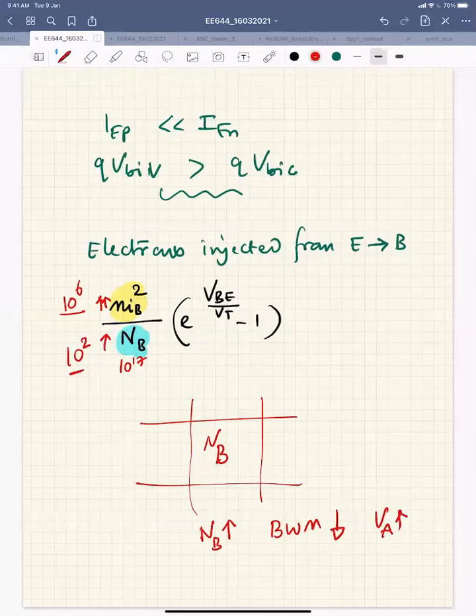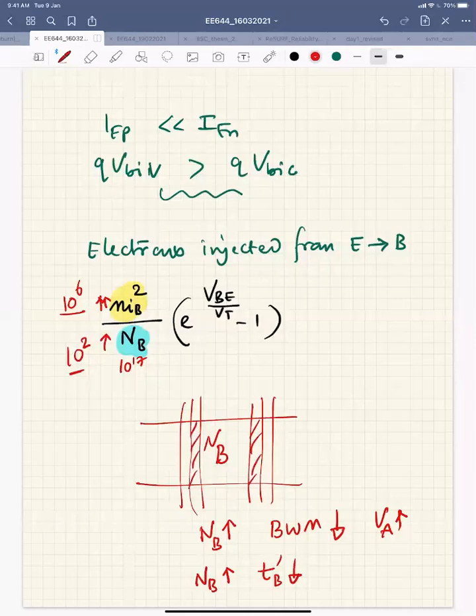Another way to think about it: if your base doping has increased, the depletion widths of the emitter-base junction and the collector-base junction have reduced. So you could scale now. You don't have to worry about punch-through or base width modulation, so you could reduce your base width. Base width reduced means your transit time is also reduced. So these are some of the advantages.